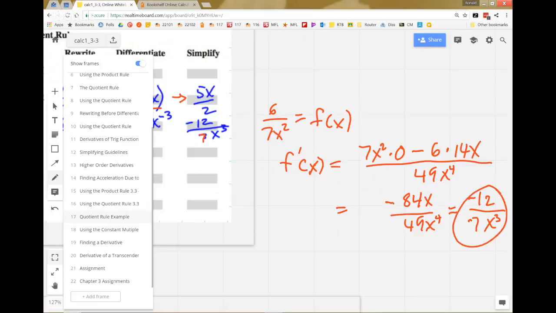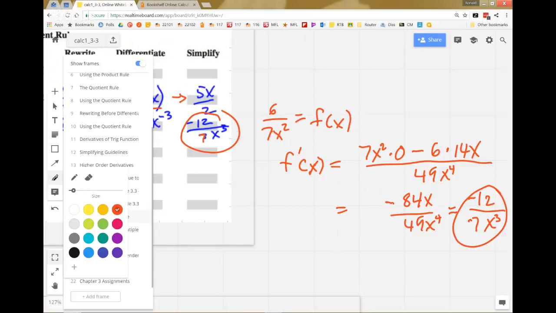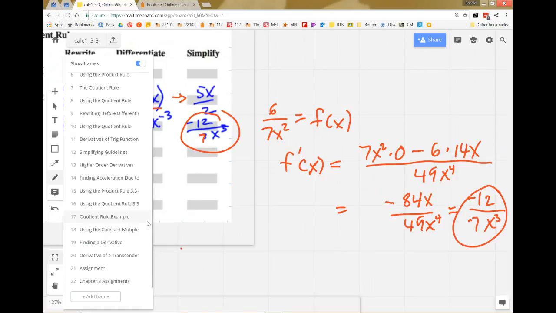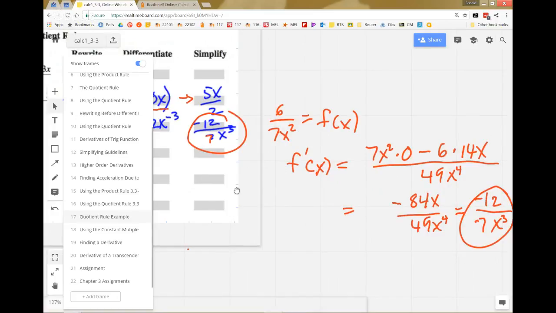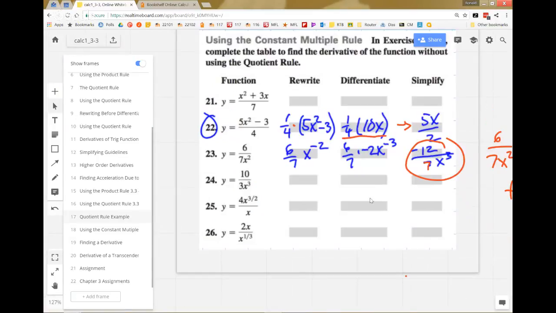And you notice we do get the same result that we got. So if you want to use the quotient rule, you're going to be fine. But it might be wise to keep in mind that you can do this algebra to make things quite a bit easier. All right.